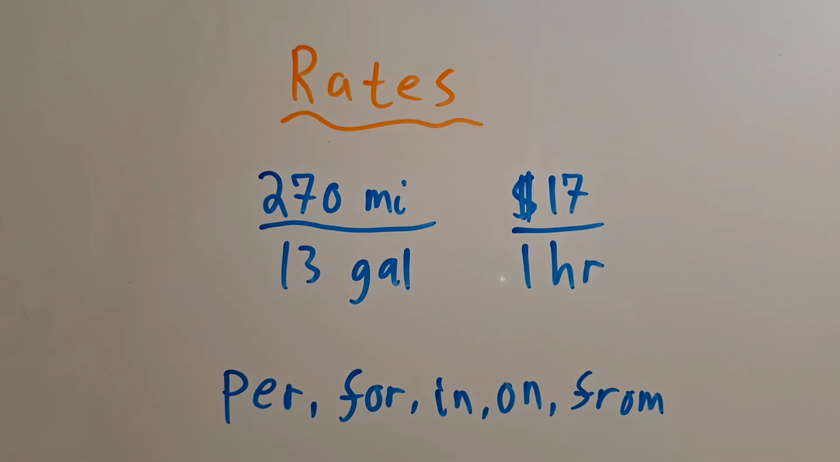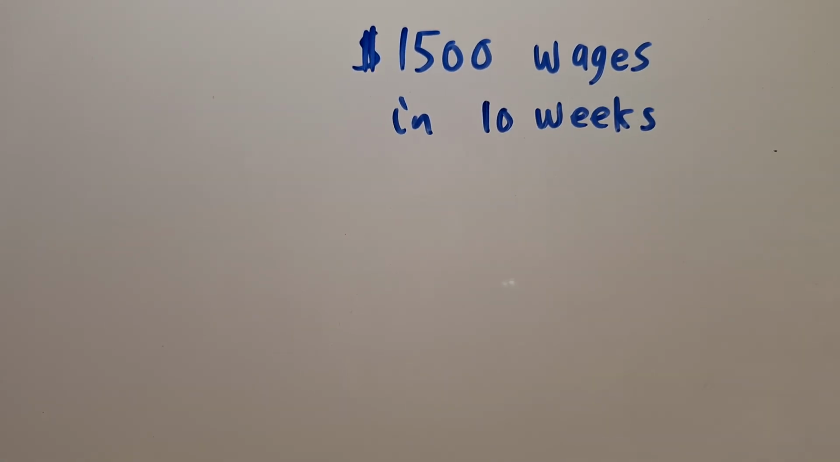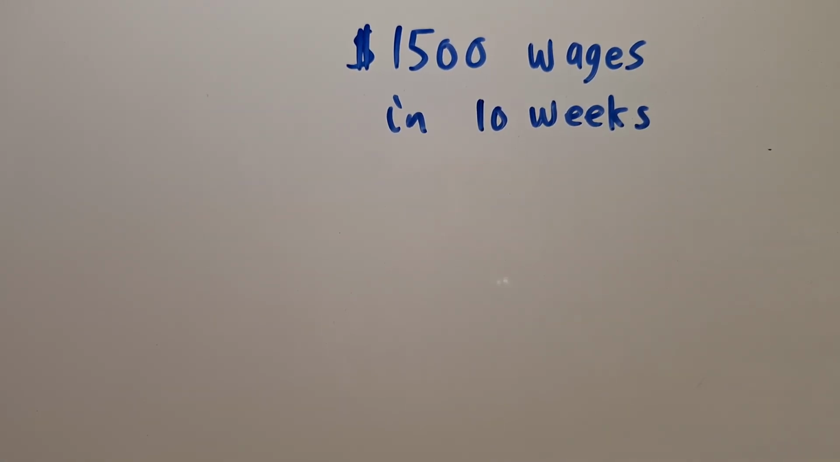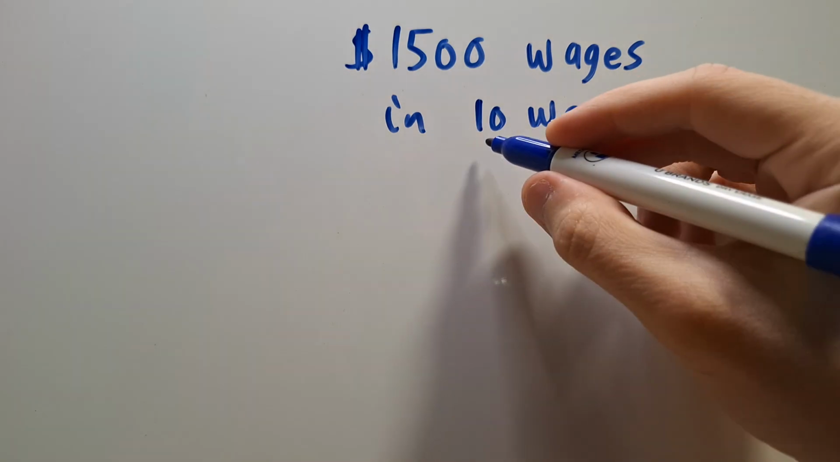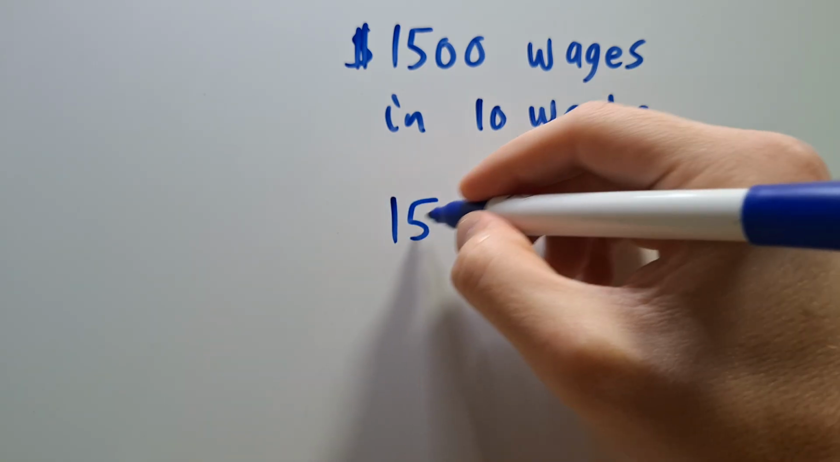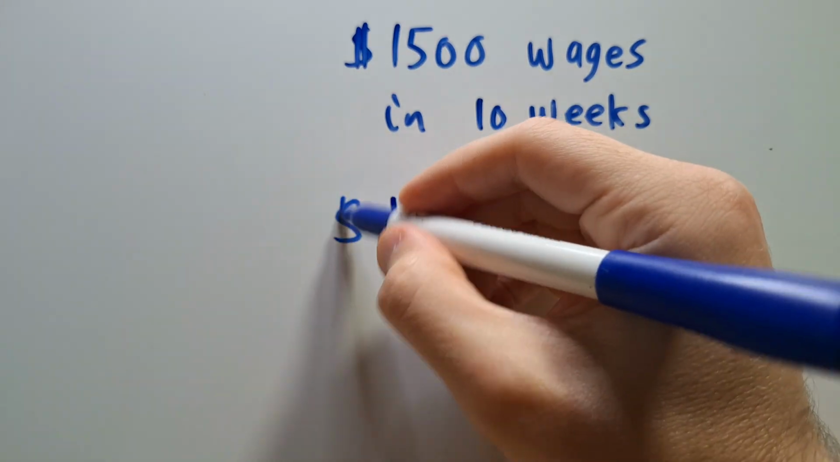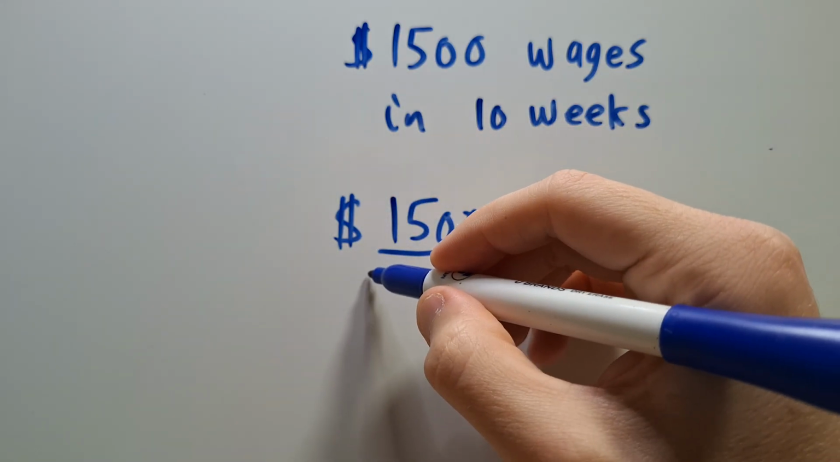So let's take a look at an example. I want to reduce this to its lowest terms. Writing it as a fraction first will help. So it says $1,500 of wages in 10 weeks. What if I want to find the lowest possible way to reduce this? So $1,500 in 10 weeks.